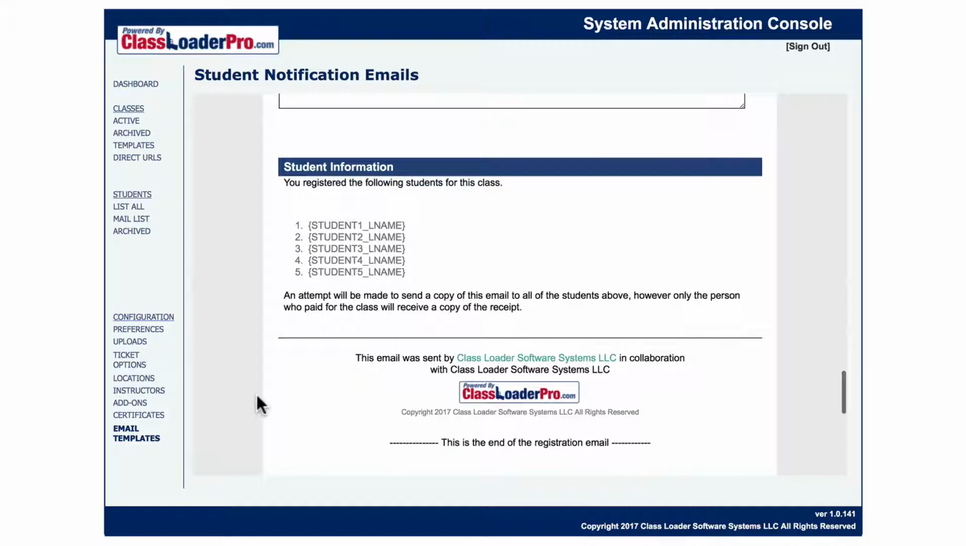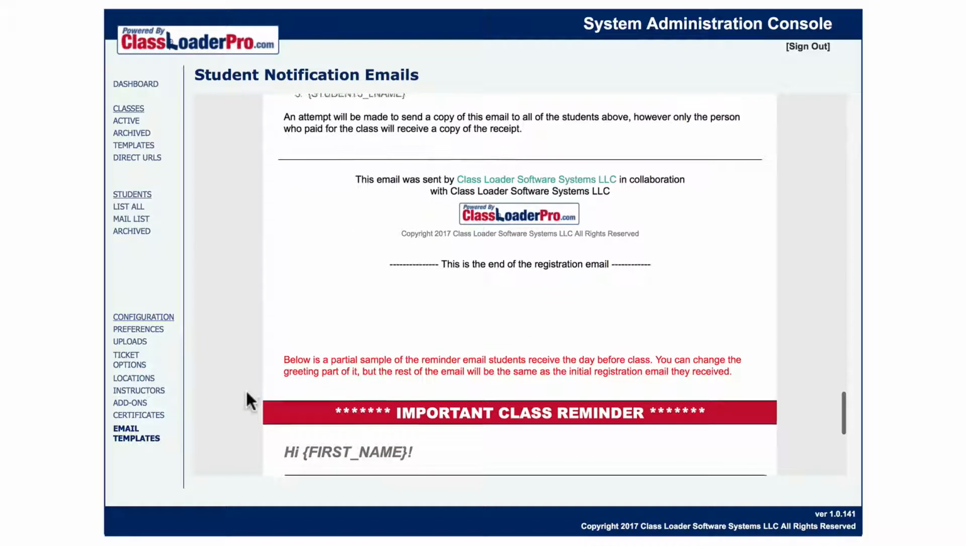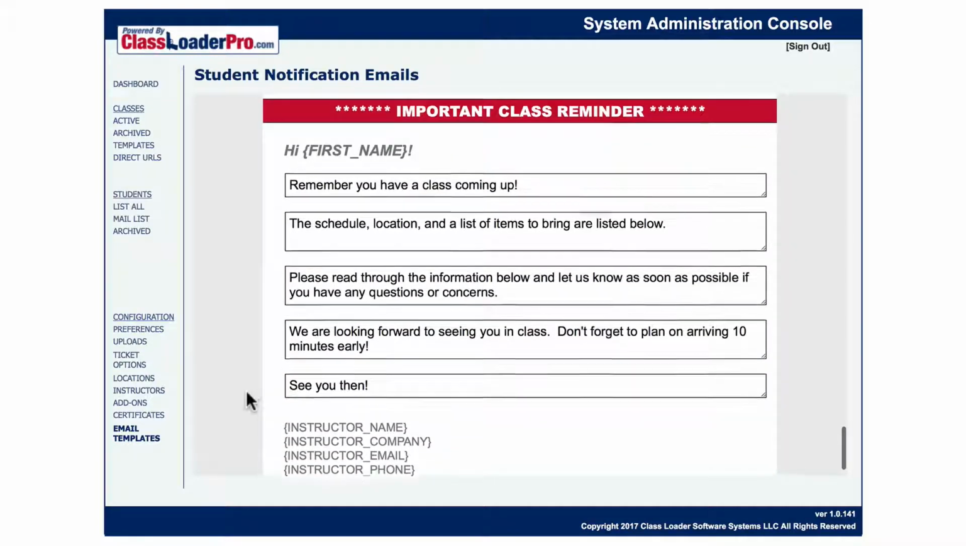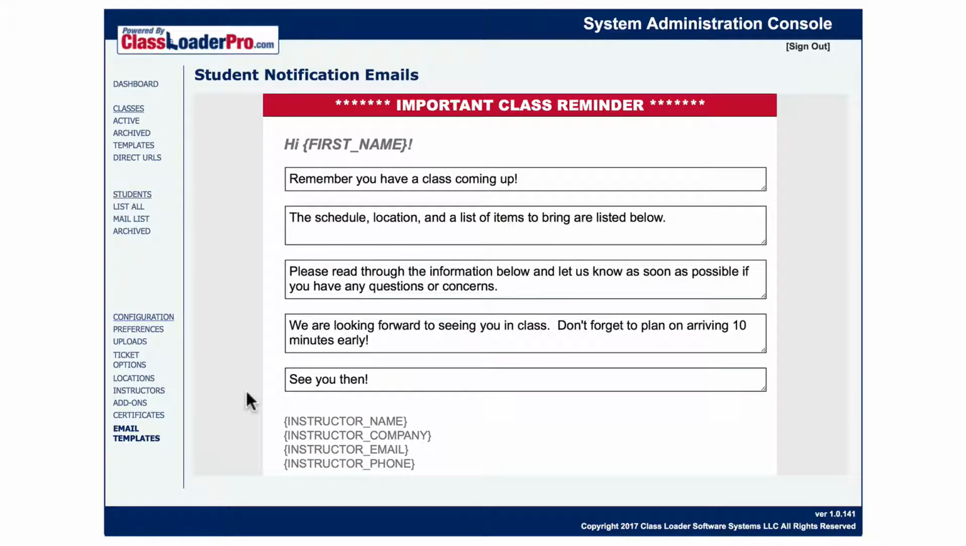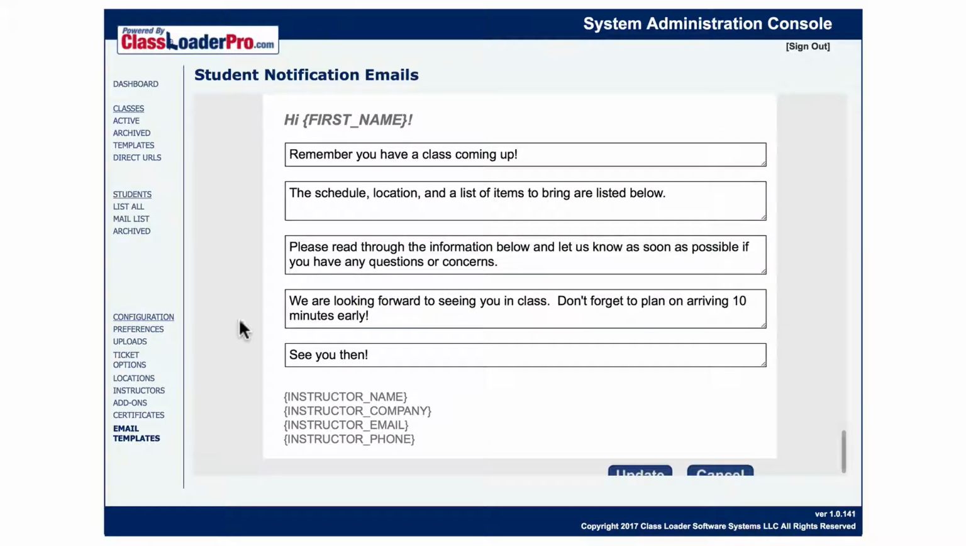So this will be the end of the registration email right here, with the little footer and all that stuff. And then here's the reminder email. Like I said, that previous one is the one that they get as soon as they hit the submit button and pay for the class. They get that welcome email. Now this one they'll get the day before the class as a reminder.